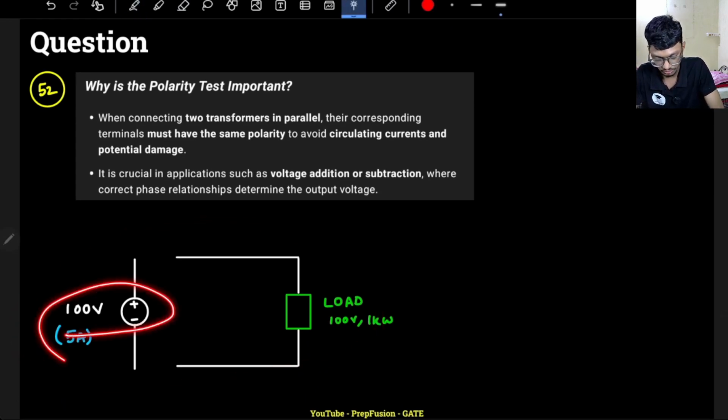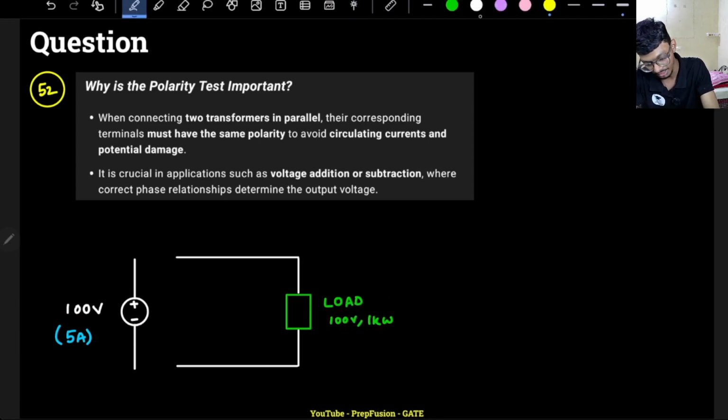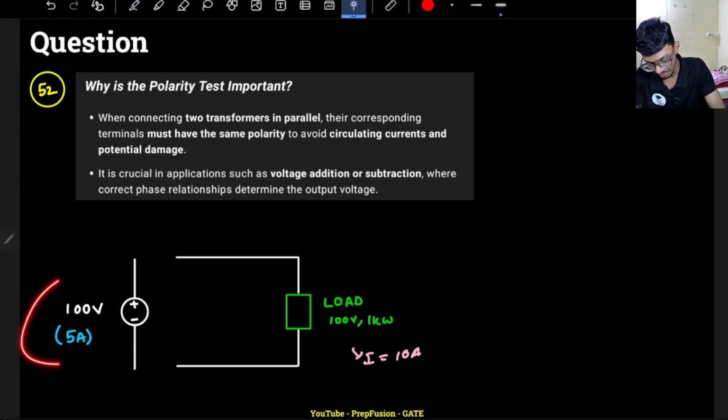If I have a 100 volt voltage source and this voltage source at max can send 5 amperes of current, it cannot send more than 5 amperes. I have a load that operates at 100 volts, but it is a 1 kilowatt load. So what is the current requirement? The current requirement will be 1 kilowatt divided by 100, that is 10 amperes. So the load requires 10 amperes of current, but I have a supply that can only send at max 5 amperes of current. So how will I solve this?